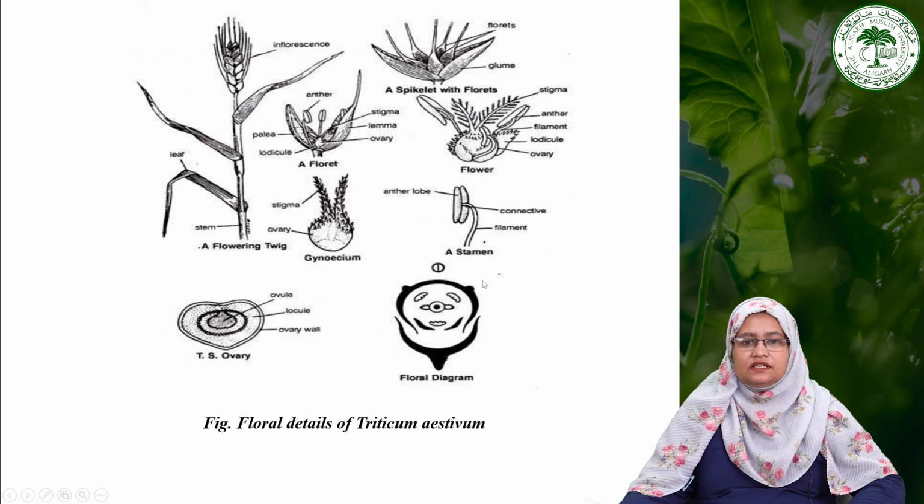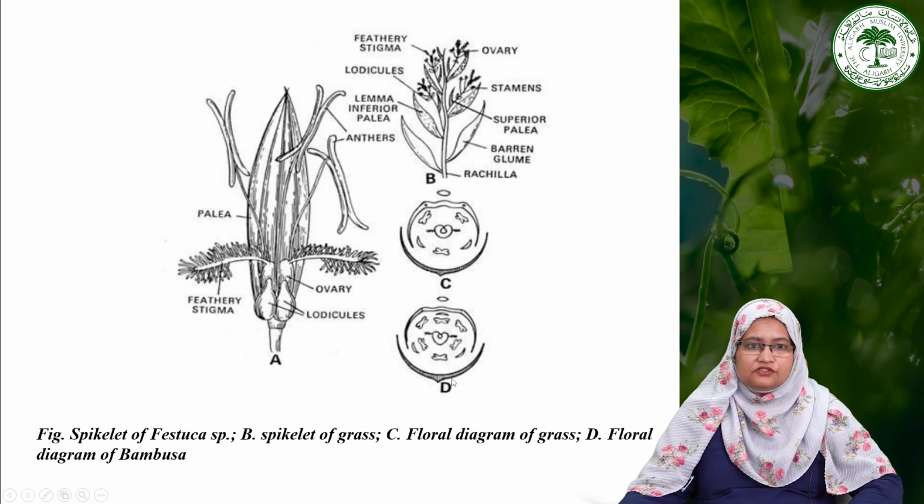So you can see this is the floral diagram showing the lemma and palea, these are the lodicules, this is the androecium which is shown here, and this is the gynoecium which has a feathery stigma. So these are the characteristics of the floral details of Triticum aestivum that is present in the Poaceae family.